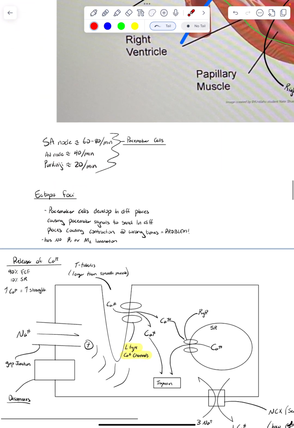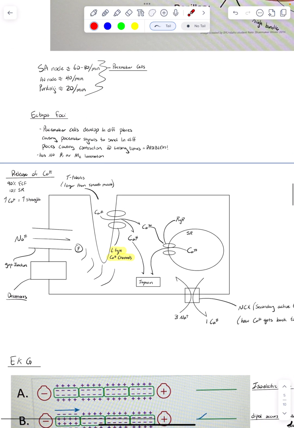Let's go here first. This is how calcium gets into the body, and this is how these sarcomeres are going to contract. This is how things are going to work here and allow the sarcomeres to contract. So calcium is going to come in. These T-tubules are a little bit larger than those of smooth muscles. This is that gap junction. This is that diad. I just wrote it to have consistency.